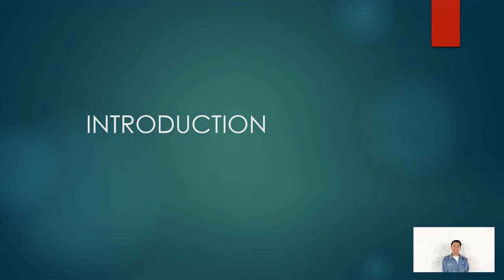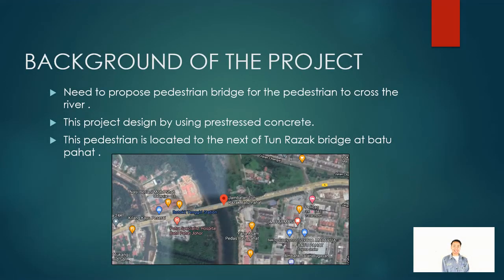In this project, we need to propose a pedestrian bridge for pedestrians to cross the river. This project requires us to use the prestress concept. This bridge is located next to Tun Razak bridge at Batu Pahat, Johor. The image shows the location through Google Maps.